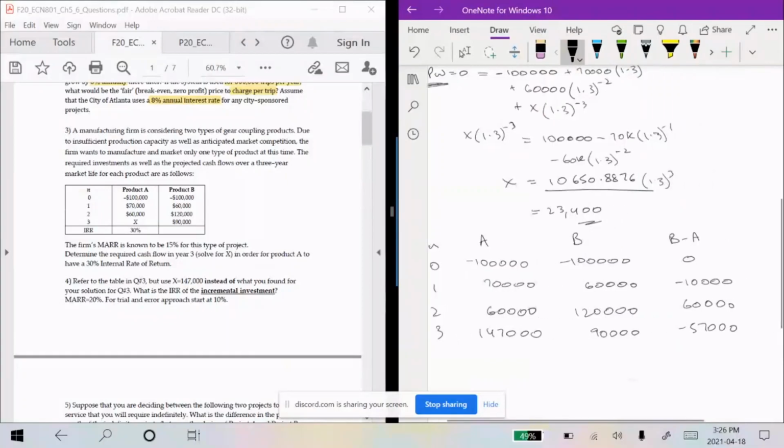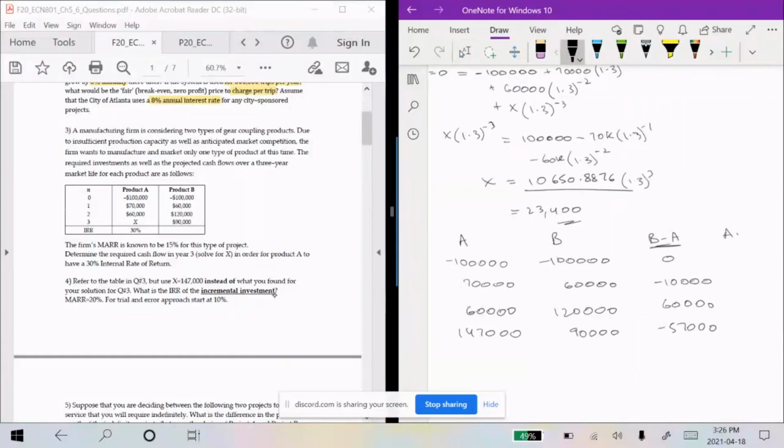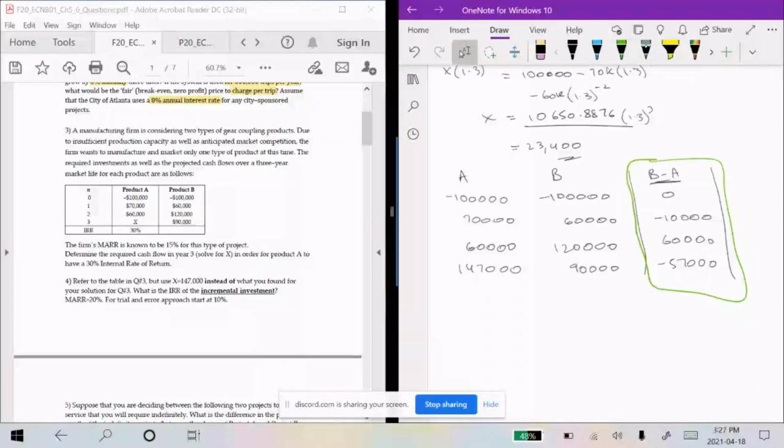So the reason I took B minus A and not A minus B is because you need to check that the first non-zero term in your incremental investment column is a negative. If I had taken A minus B, it would be 0 and then 10,000. And we cannot have that. It needs to be a negative in the first one. Okay. Now, this column, B minus A, is what we'll be using to find the incremental investment's IRR. In this case, there's a negative first, a positive, and then a negative. This is a non-simple cash flow.